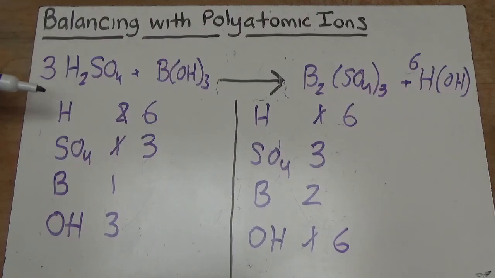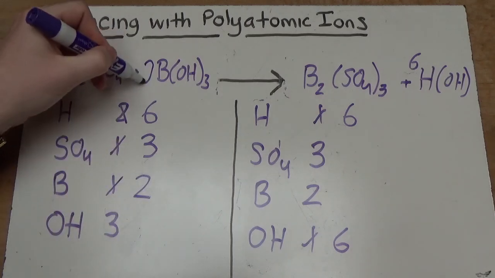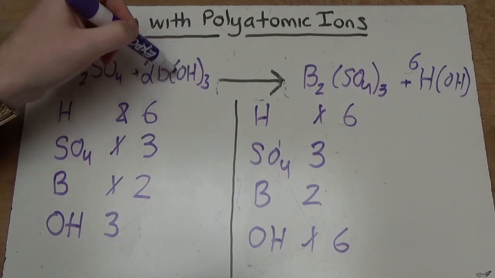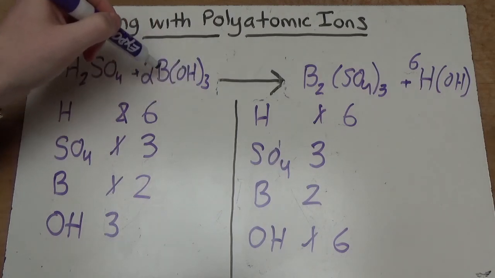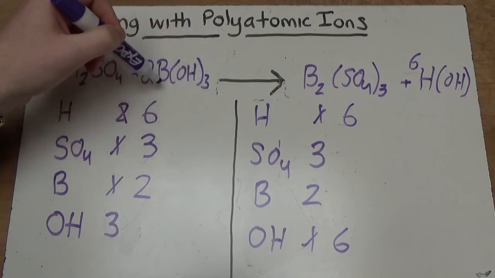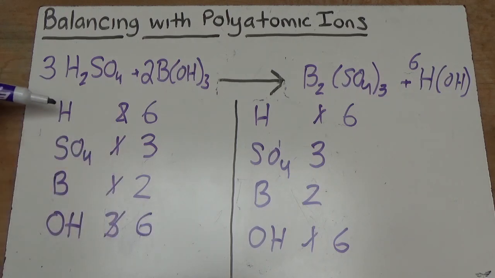Okay, now my H's are balanced, my SO4s are balanced, onto my borons. Boron, I have 2 on this side, 1 on this side, so I can multiply 1 by 2, go up to my equation and actually give myself 2 borons, and then I see that my number of OHs have updated. I have 3 per boron hydroxide, but I now have 2 boron hydroxides. And you will now see that all of these are balanced.